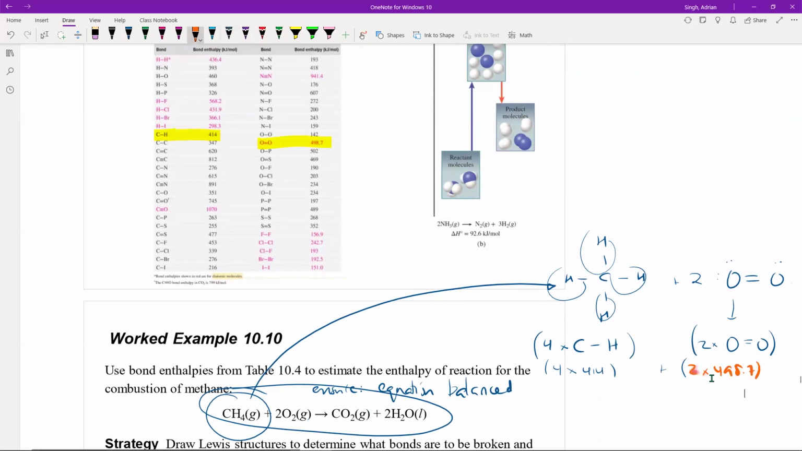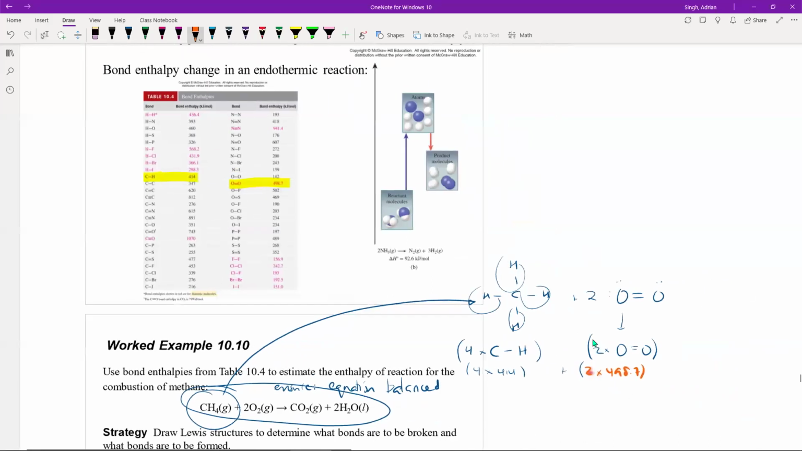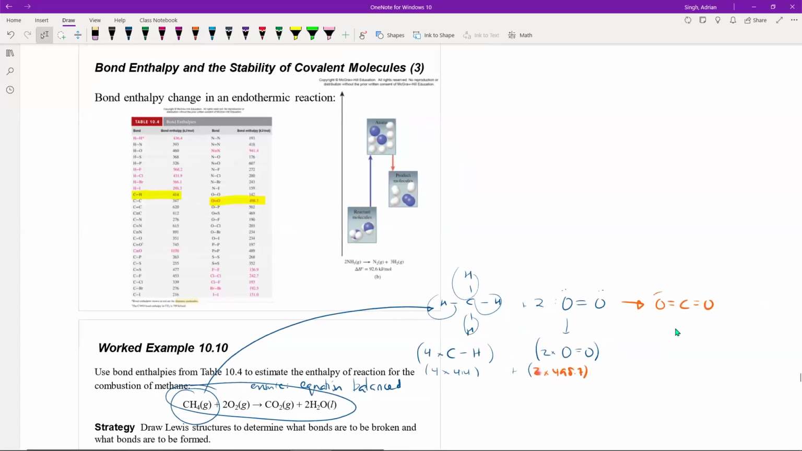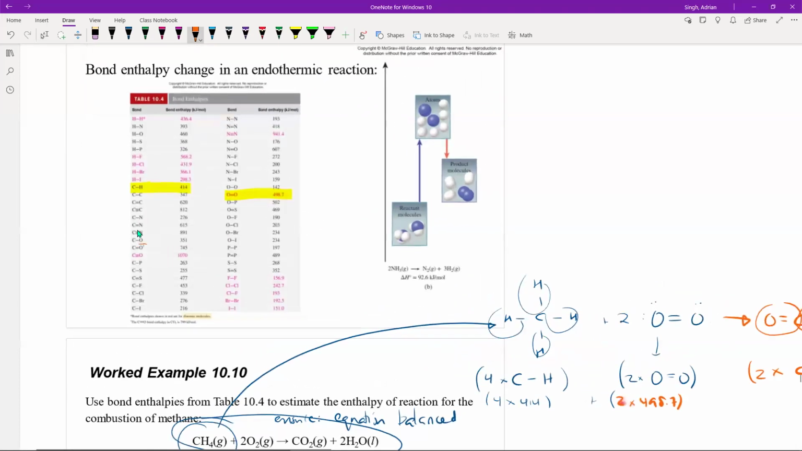And then I end up making, so the products now in this reaction, on the right side, I have CO2, carbon dioxide. The Lewis structure looks like this. It is important that you draw the correct Lewis structure so you know what types of bonds you're breaking. So here I have a C=O double bond and another C=O double bond. So I'm making 2 carbon-oxygen double bonds, and I can look that up over here. It's this one, that's 745.